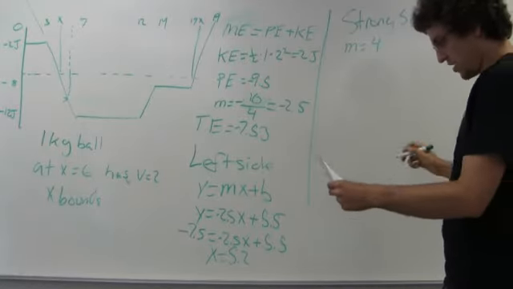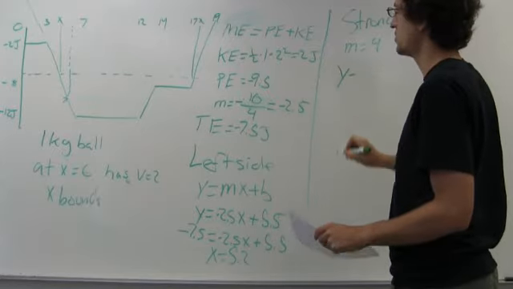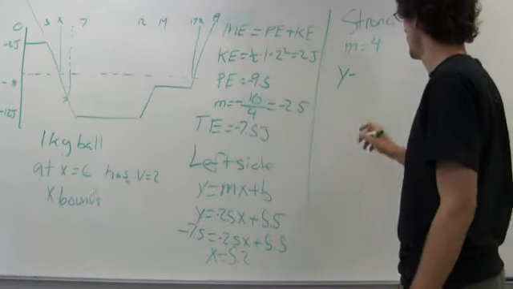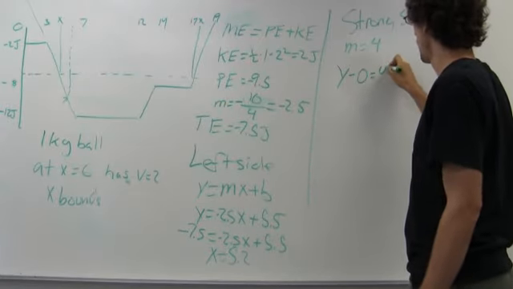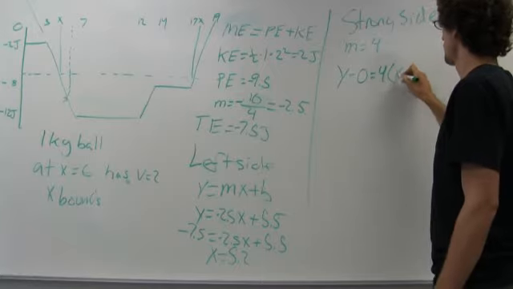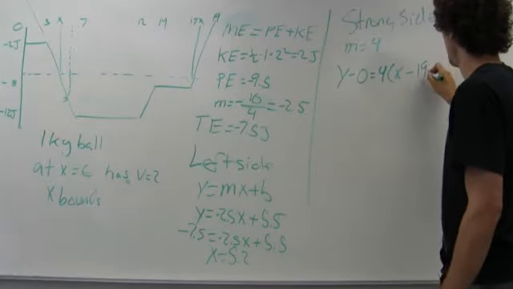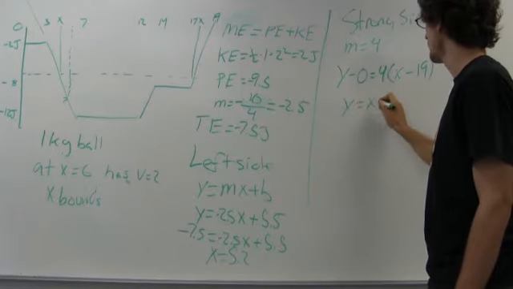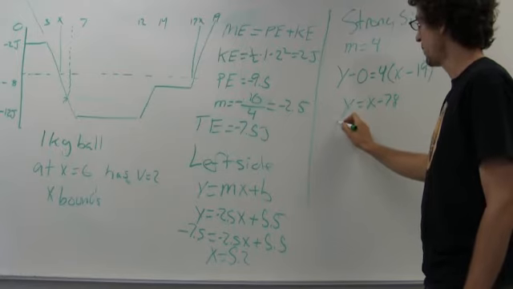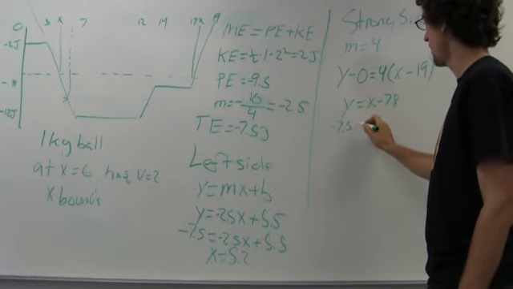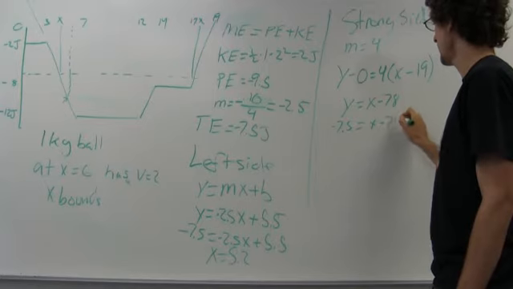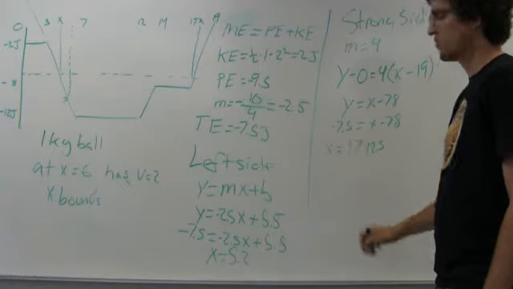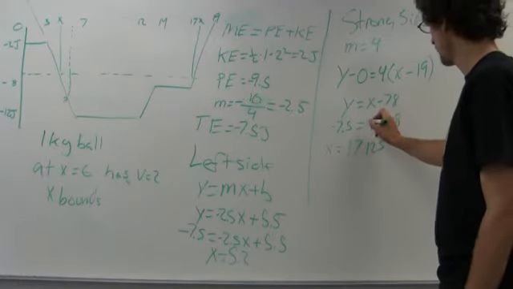Alright, we can then set up the equation as y minus y1 equals 4 times x minus x1. I'm going to use this spot up here as my point because it's going to give a y1 of 0 and an x1 of 19. You should get that y is then equal to 4x minus 78. If we were then to put in -7.5 for y equals 4x minus 78, we should get that x equals 17.125.